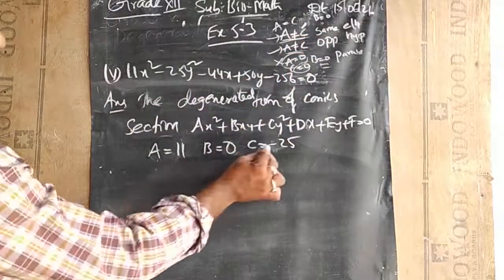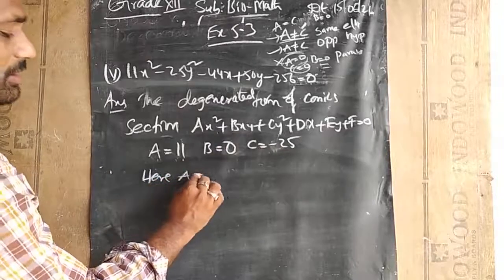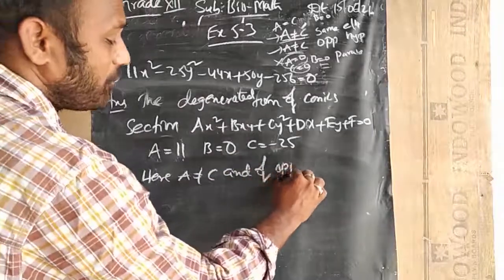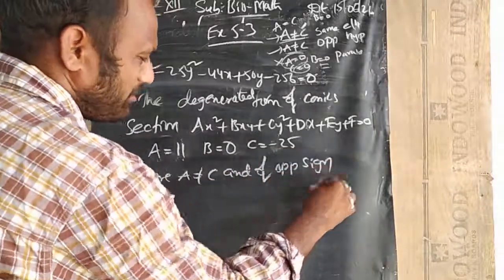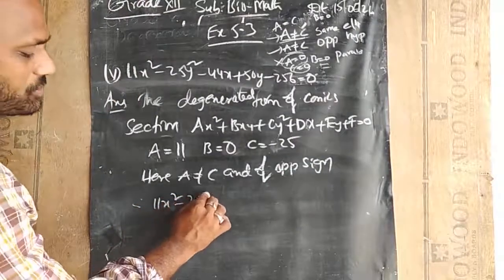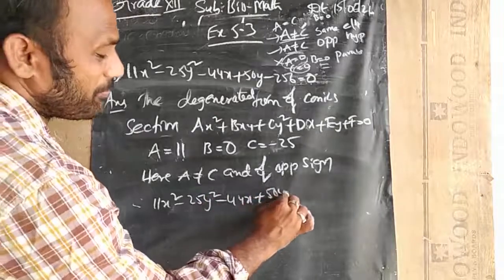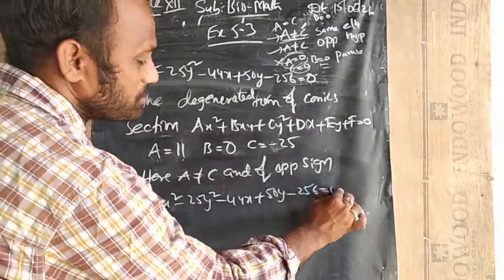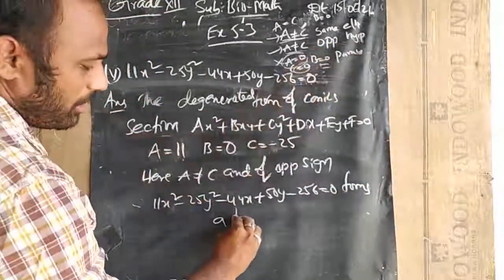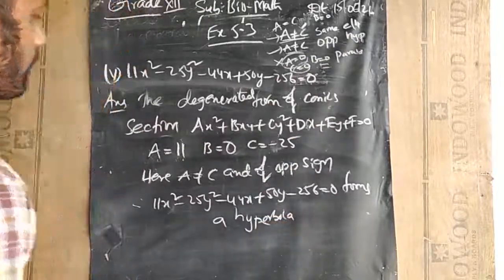Are they of the same sign? No, they are of opposite sign. Here A is not equal to C and of opposite sign. Therefore, 11x square minus 25y square minus 44x plus 50y minus 256 is equal to 0 will form a hyperbola. They are of opposite sign, so it is going to form a hyperbola.